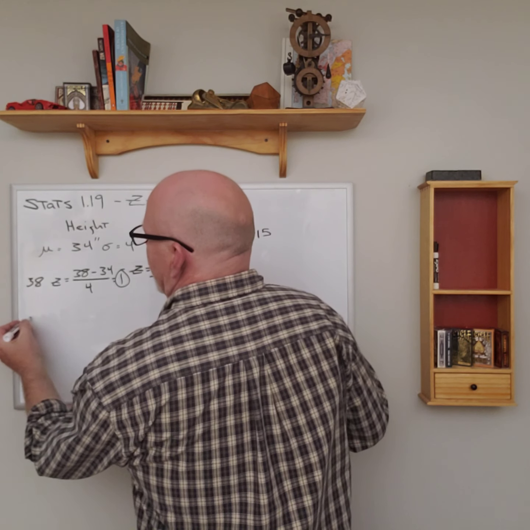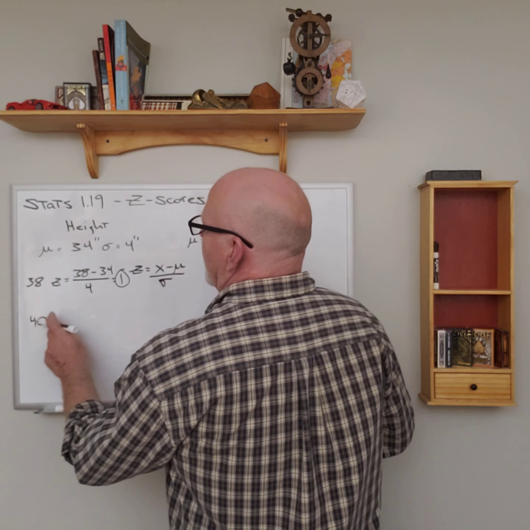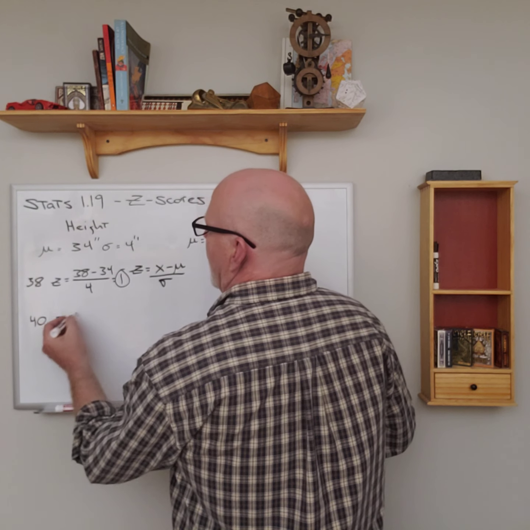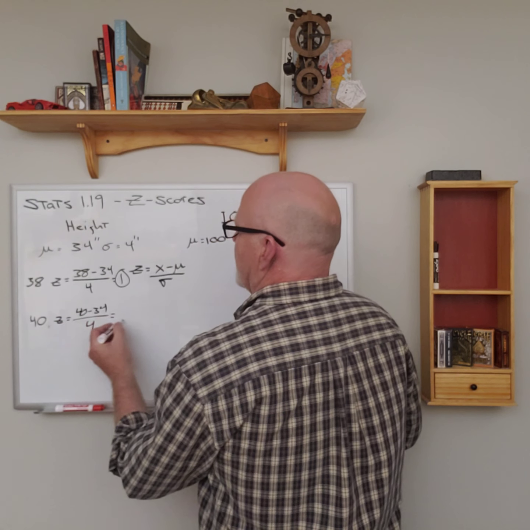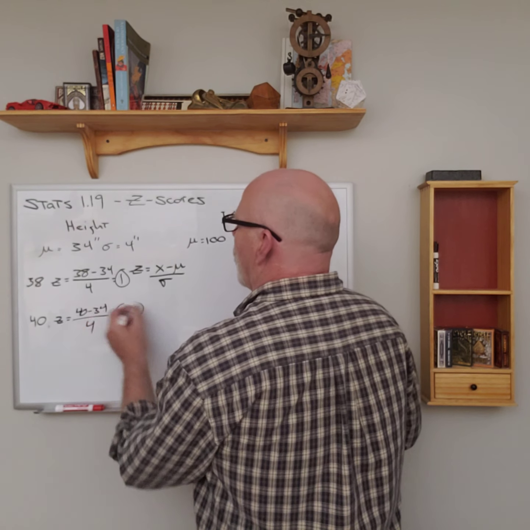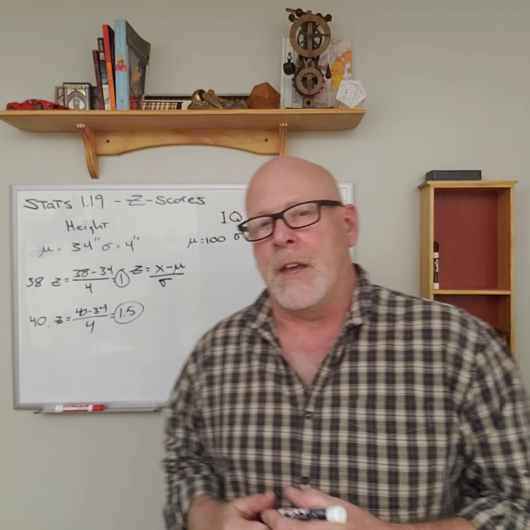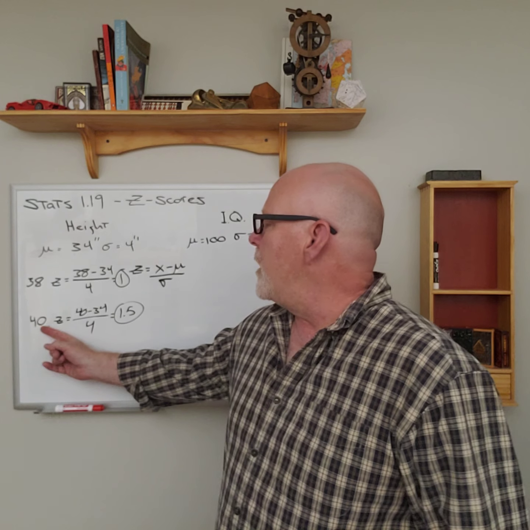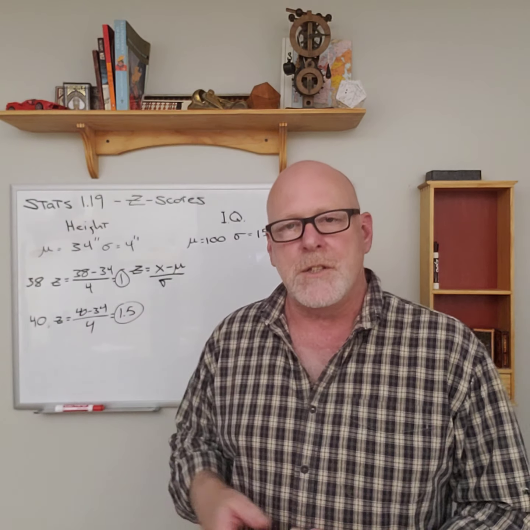What if we were at 40? You can probably do it in your head. We want the z-score. That would be 40 minus 34 over 4. That's going to give us 1.5. 1.5 standard deviations above the mean. Okay, so we know that 40 is farther above the mean than 38 is. Of course, it's got a bigger z-score.